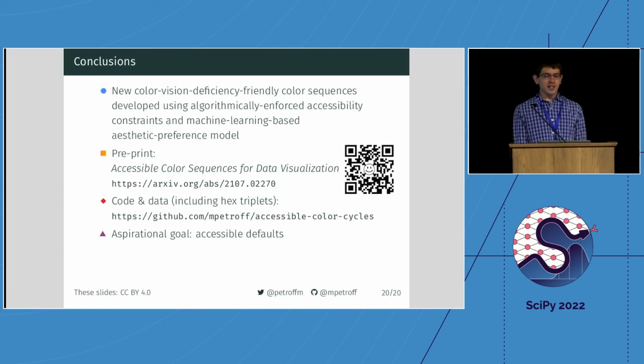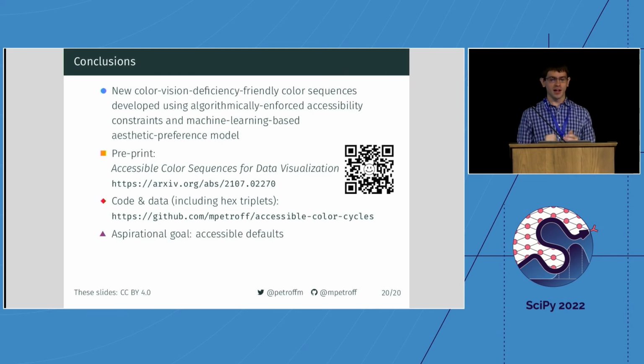So in conclusion, I've developed new color vision deficiency friendly color sequences. These were developed using algorithmically enforced accessibility constraints combined with a machine learning based aesthetic preference model. A preprint of the paper that describes all the work that went into this is on arXiv, and I'm in the process of trying to get it accepted into a peer-reviewed journal. All the code that was used for the analysis, as well as all the data, including the survey data and the copy-pastable hex triplets from the final results, are on GitHub, as well as some other potentially interesting tidbits, such as a pure NumPy implementation of the machine learning-based aesthetic preference model.